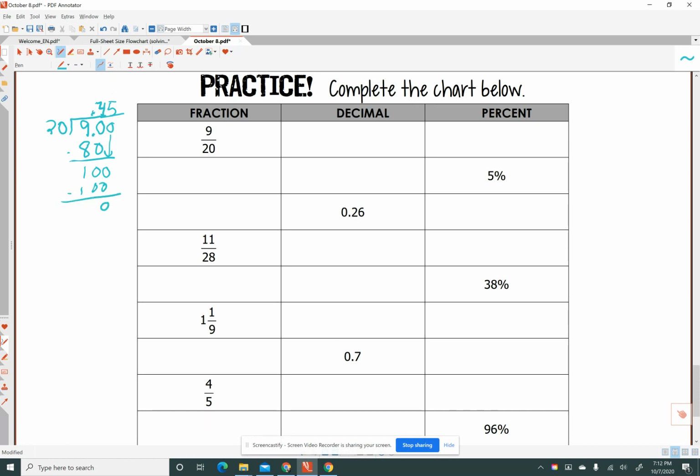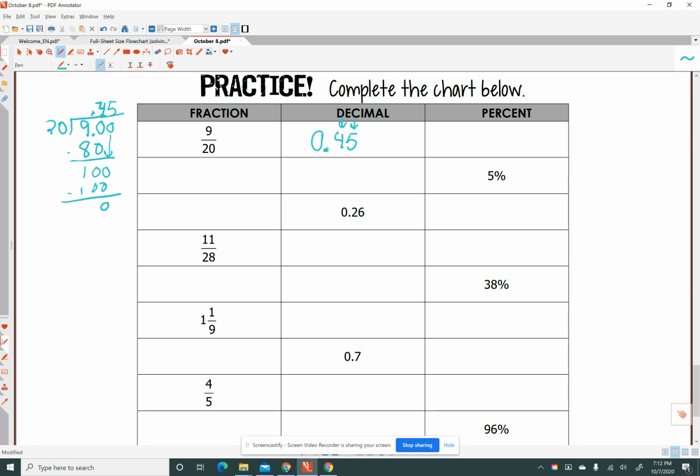So the decimal representation of 9/20ths is written 0 and 45/100ths. I know sometimes we say 0.45, but students, what I want you to know is that this 4 is in the tenths place, this 5 is in the 100ths place.